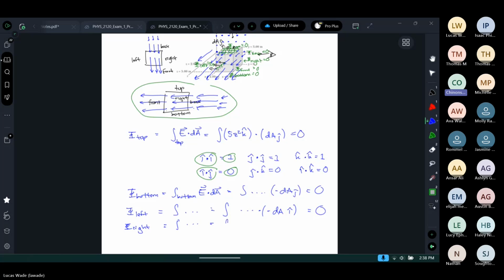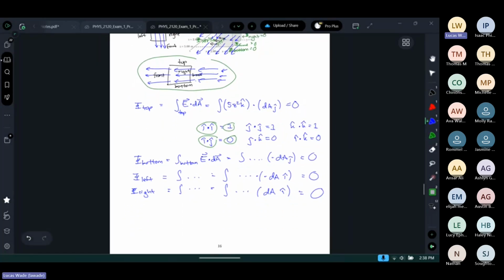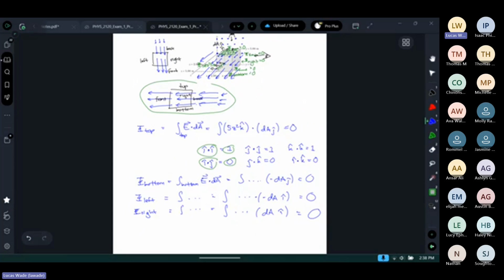And then for the right face, positive dA i hat. Yes. But again, the electric field is something something k hat. What is k hat dot i hat? 0. Yes. All right, so these are checking out so far. Now we get to the ones that are actually a little bit trickier. So that'll be the front and back faces.